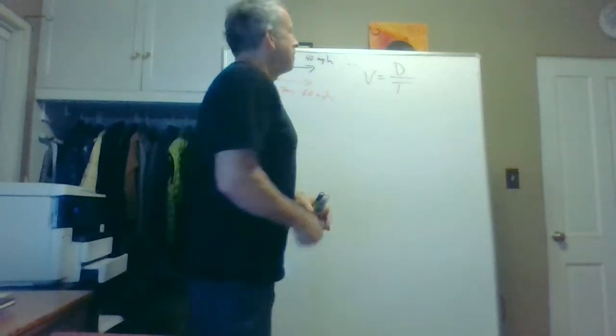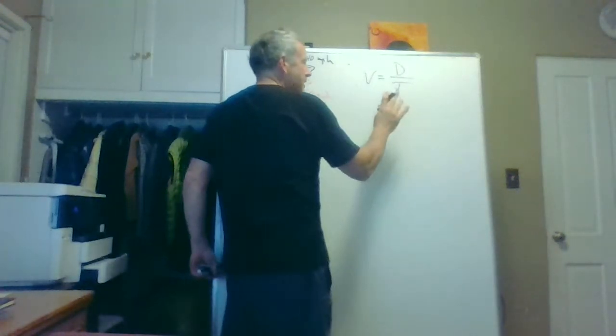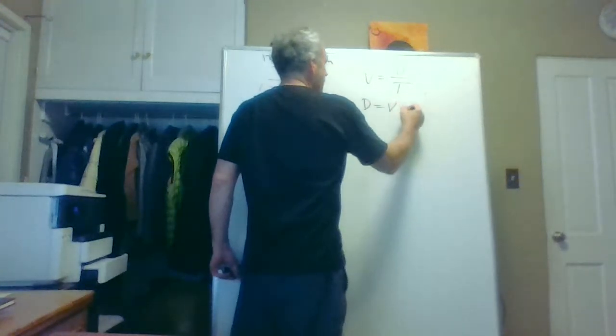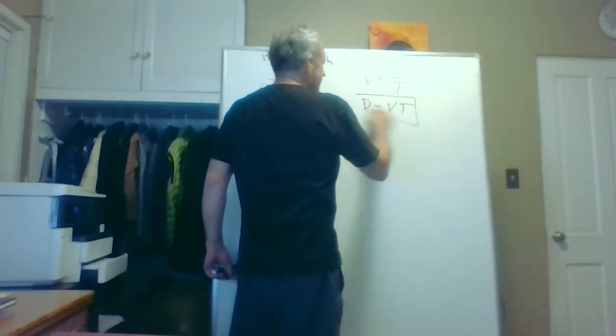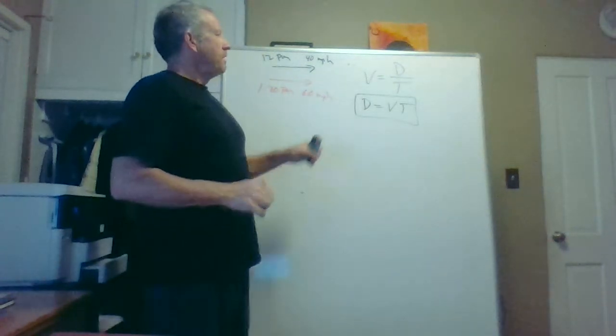Now, I will admit, this is maybe not the easiest form of this equation to use. Let's solve for d, okay? Let's multiply both sides by t, and you get distance equals v times t. This is a slightly easier form of the equation to use, at least for our purposes here.